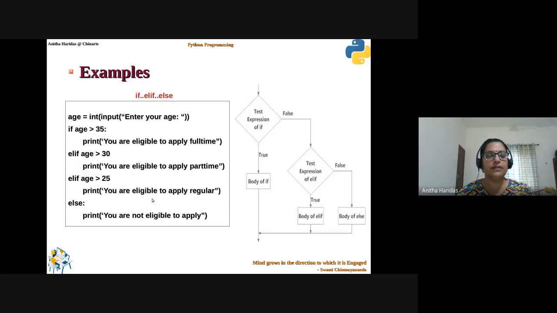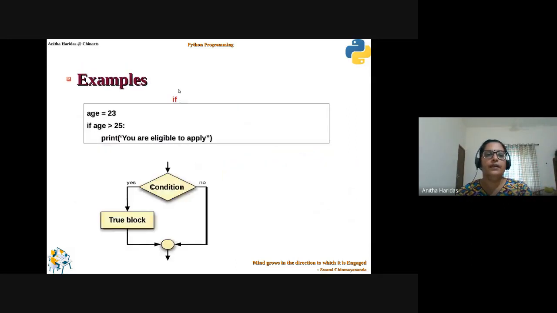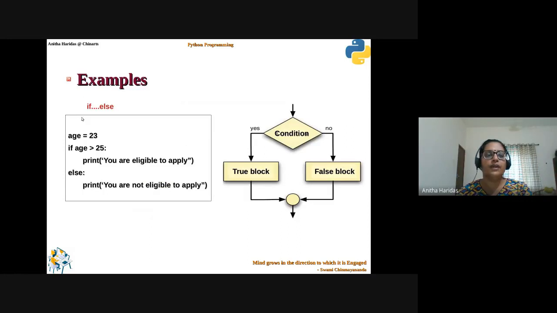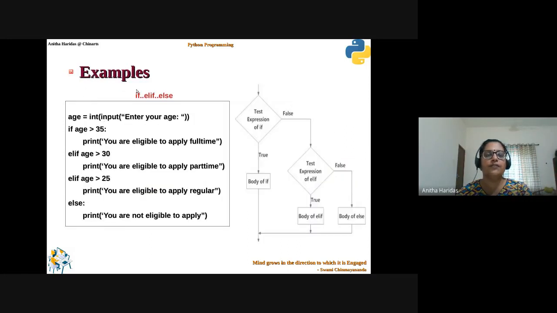I think this is a better example, and this flow chart shows how the elif will be working. If it is false, you go for testing another expression. If it is false, again you can go for checking another expression, or you can go for the else block, right? So these are the different formats of if else. You will have only if, or you can have if else, or you can have if, elif, else, right? So these are some of the examples you can note down.